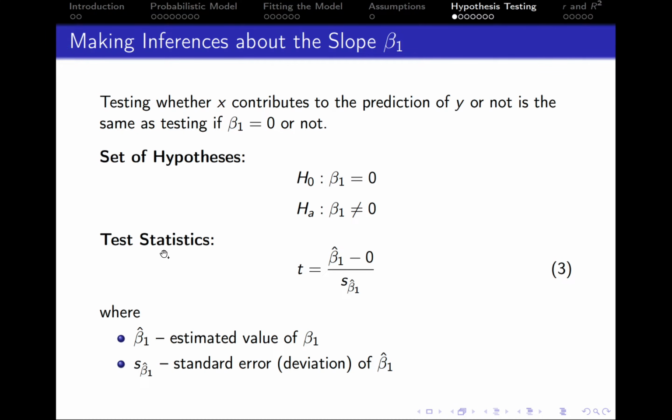To test this hypothesis, we will estimate the test statistic, which will be the t statistic, and to do that, we will take the estimated value of beta 1, subtract the hypothesized value of beta 1 from the null hypothesis, which is 0, and divide by the standard error, or as we know, the standard deviation of beta 1.